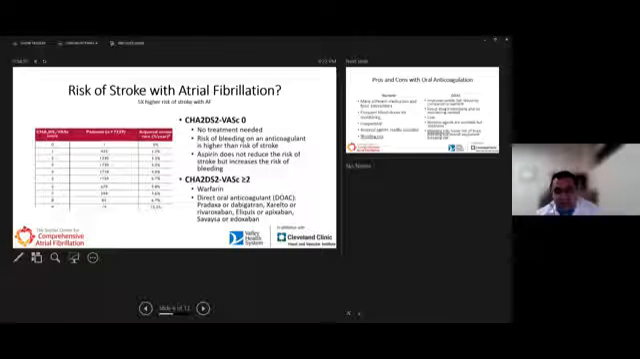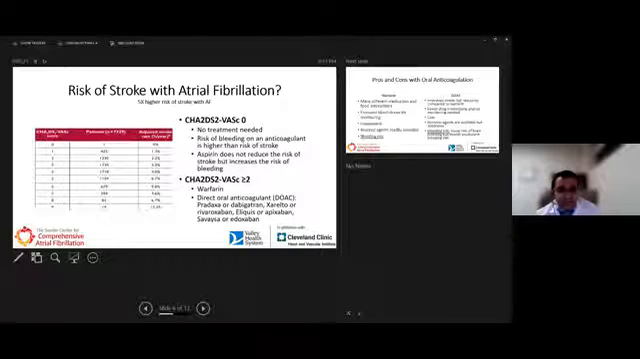So generally, when you have a risk score of 0, no specific blood thinners are needed. The risk of bleeding on a blood thinner or an anticoagulant is higher than the risk of stroke. Also, in this circumstance, aspirin is not thought to significantly reduce the risk of stroke, but does increase the risk of bleeding. Whereas if you have a score of 2 or more in men or 3 or more in women, at that point, the benefits of being on a blood thinner outweigh the risks of bleeding.